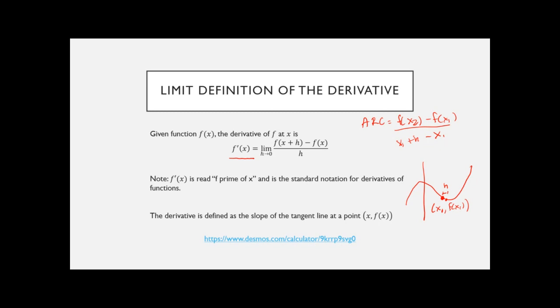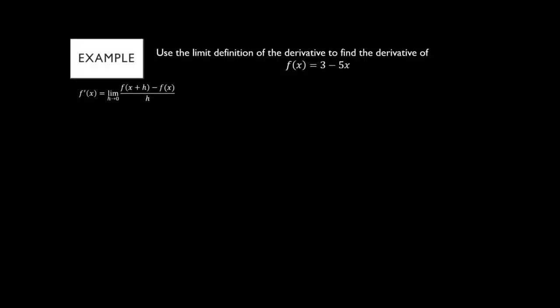So the next things that I have are, we're going to use the limit definition of the derivative. So I'm going to show you how this formula is used to find the derivative. So we've got this function f of x equals 3 minus 5x, and then I've put the limit definition of the derivative on there. So you've got that in your notes, and that's the formula that we're basically going to be using.